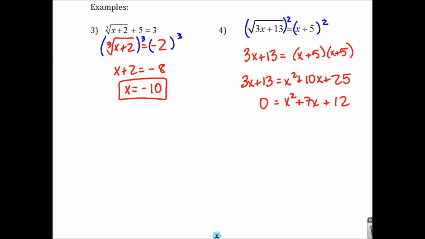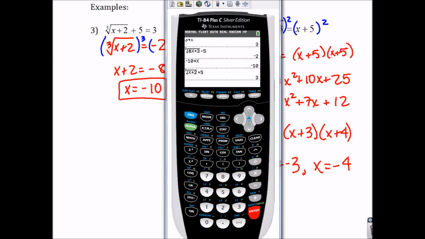Then, to factor, I need to find two numbers that multiply to 12 and add up to 7, which are 3 and 4. So my factors are x plus 3 and x plus 4. When I solve this, I end up with x equals -3 and x equals -4. So I need to check both of these answers.